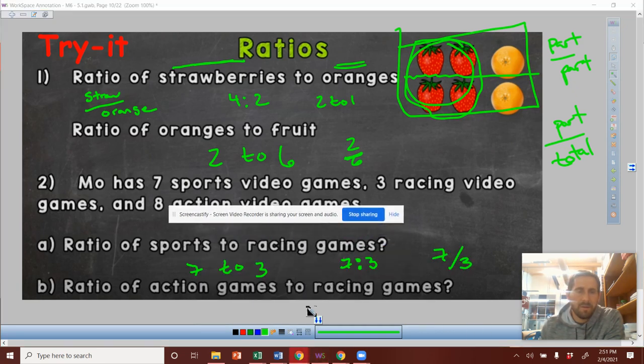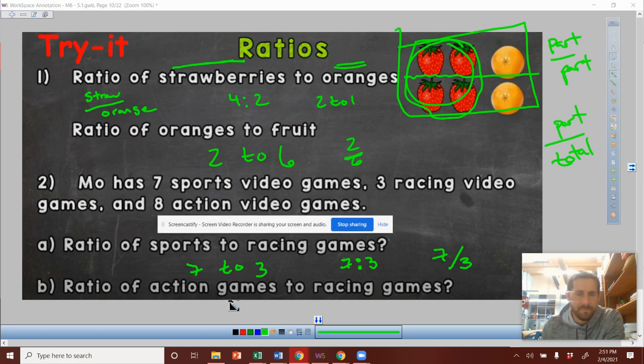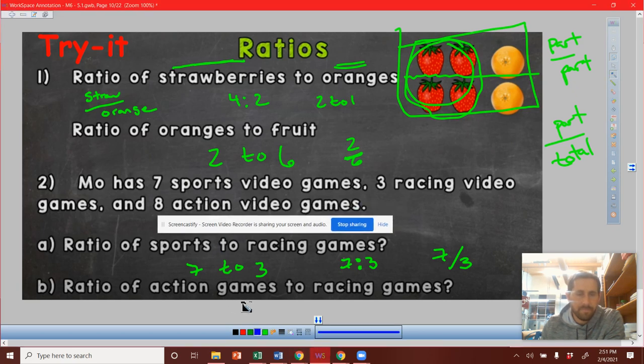Okay? Now go to the ratio of action games to the racing games. There are 8 action games, and we go back to the racing games, which is 3. So it's an 8 to 3 ratio, or 8 colon 3, or 8 fraction 3. You all need to be able to write ratios in all 3 ways.